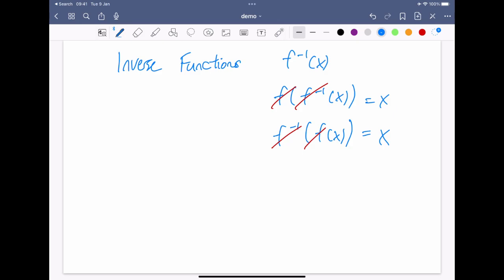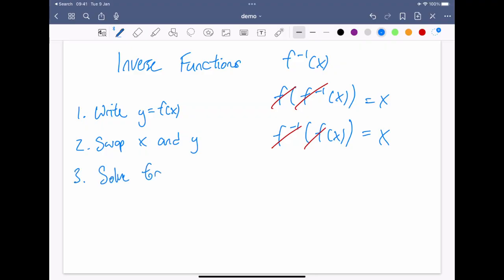So an example would be: Step 1, write y equals f of x. Step 2, swap x and y. Step 3, solve for y. And I'll show you how to apply these steps. So given some function f of x equals 2x minus 6, for example.